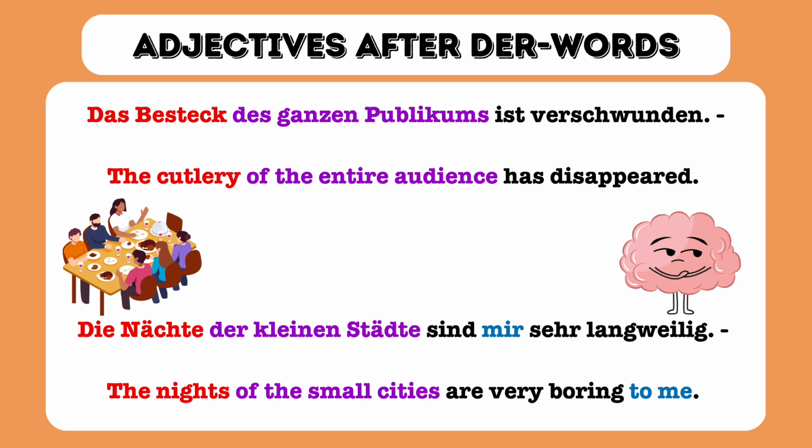Der kleinen Städte is plural and genitive. It is showing to whom the nights belong, the nights of the small city. Der is used for plural things in the genitive case. The adjective ending then has an en for the same reasons. Die Nächte der kleinen Städte sind mir sehr langweilig.